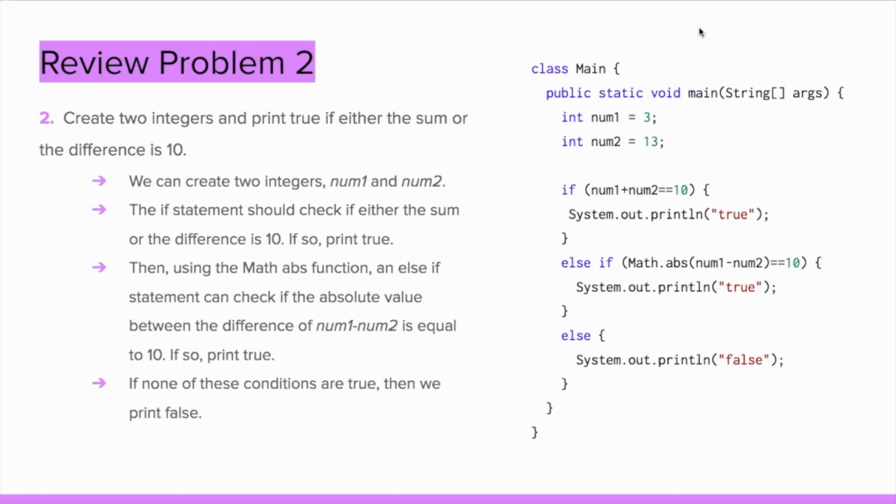Our second question asks us to create two integer variables and print true if either the sum or difference is 10. We start by creating two integer variables, num1 and num2. The if statement should check if the sum of num1 and num2 is equal to 10. If this is true, we print true. If this is false, we move on to the else if statement. This condition uses the math absolute value function to check if the absolute value of the difference between the variables is 10. If this is true, we print true. If none of these conditions are true, we print false.